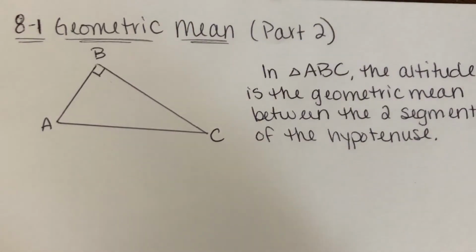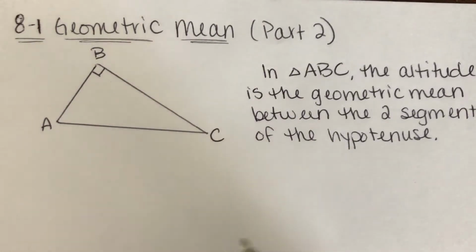This is part 2 of lesson 8-1, all about the geometric mean. In part 1, we talked about how to set up the geometric mean into a proportion where the number that we're looking for, the actual geometric mean, is the denominator in one fraction and the same number as the numerator in the other fraction in the proportion, okay? So now we're going to actually look at where that comes from in geometry, right?